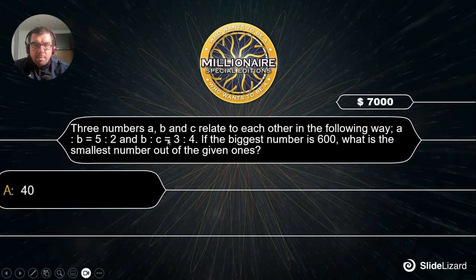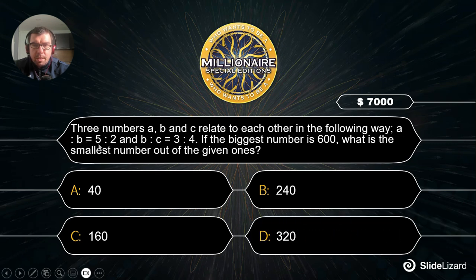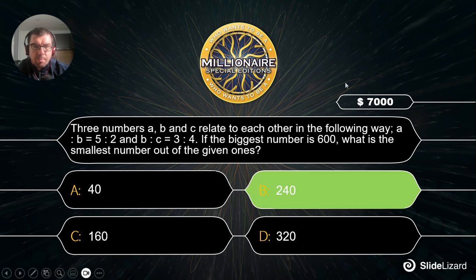Three numbers a, b, and c relate to each other in the following way. A to b is 5 to 2, b to c is 3 to 4. If the biggest number is 600, what is the smallest number out of the given ones? Did you find B, 240? 240 is correct. Let's solve it together.